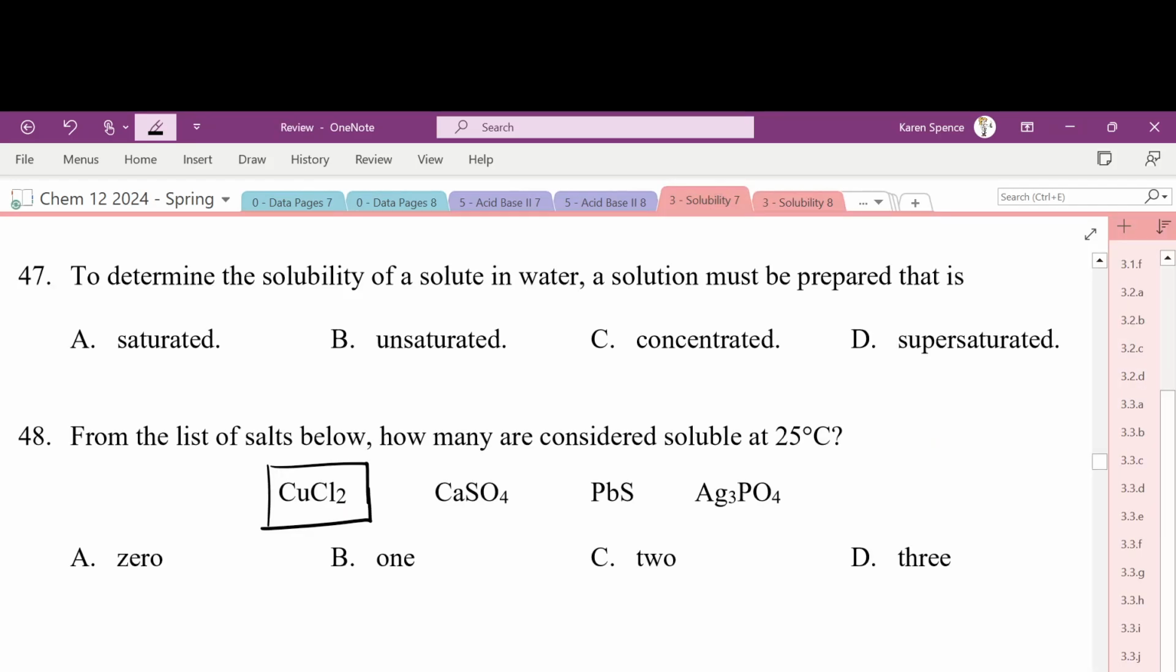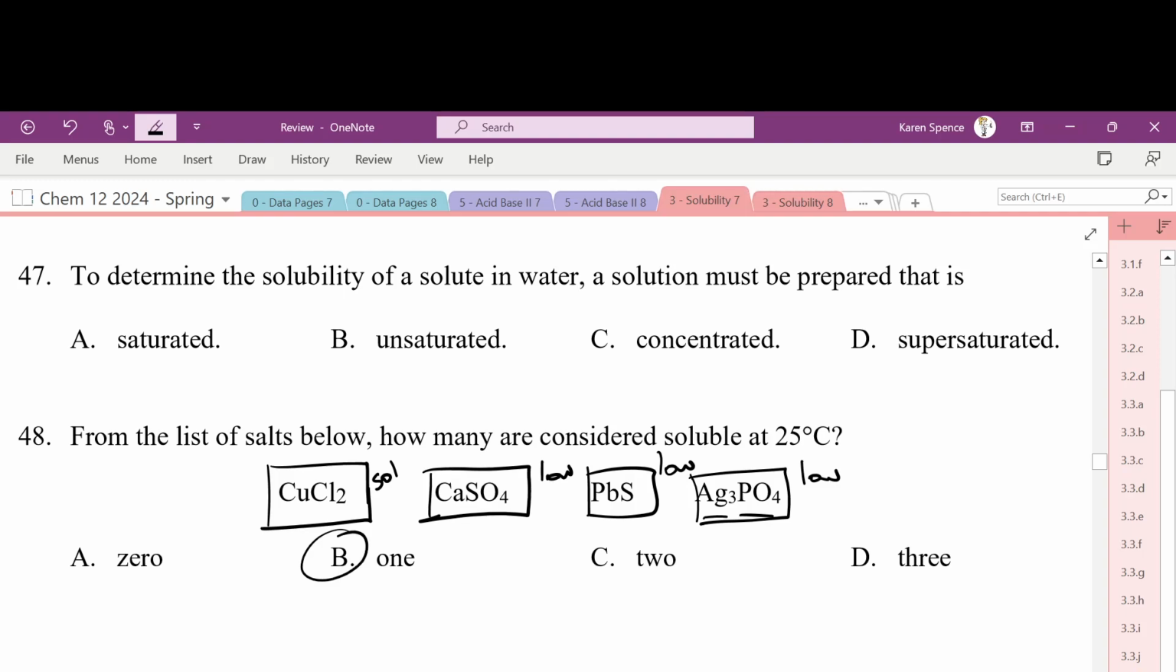So this one is soluble. This one is low solubility. I'm pretty dang sure that lead sulfide is low solubility, and almost all phosphates are low solubility, and almost all silvers are low solubility. So I'm guaranteeing you that this is going to be a low solubility. So how many are considered soluble? 1. I mean, you can double check those on the table, but that's the results you'll get. Number 8. Yep.